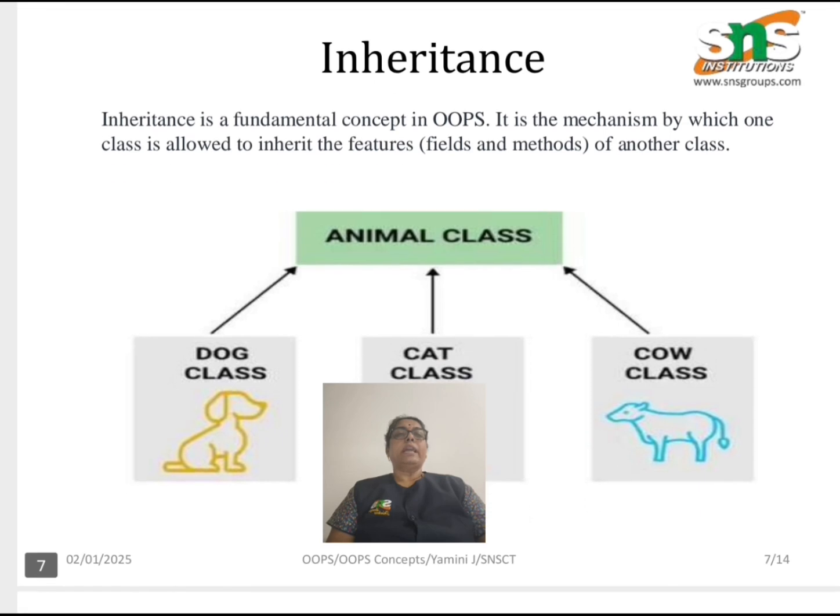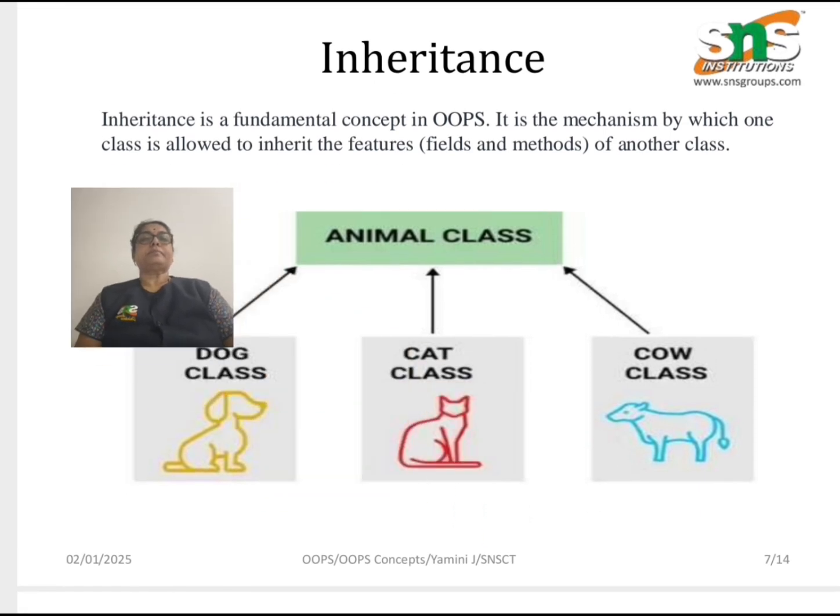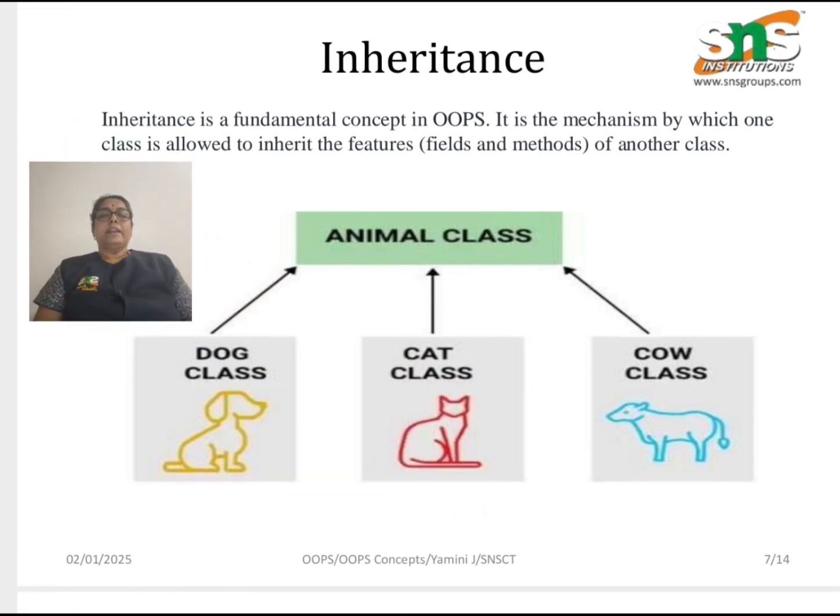Next one, inheritance. Inheritance allows one class to acquire the properties and methods of another class. The existing class is called a parent class and the new class is called a child class. Inheritance helps in code reuse and reducing redundancy. For example, the vehicle class can be inherited by the car and bike classes.